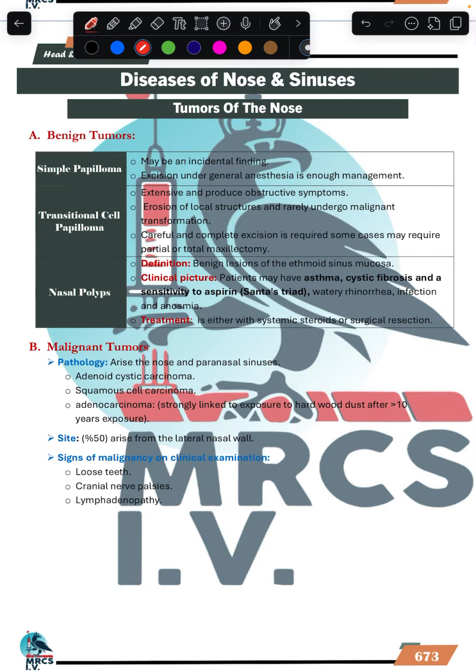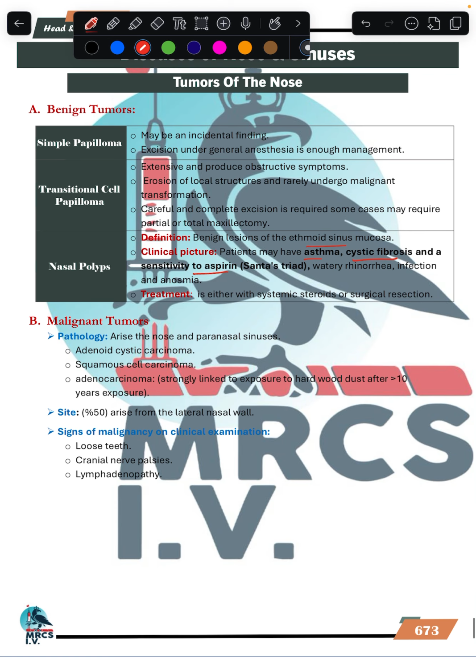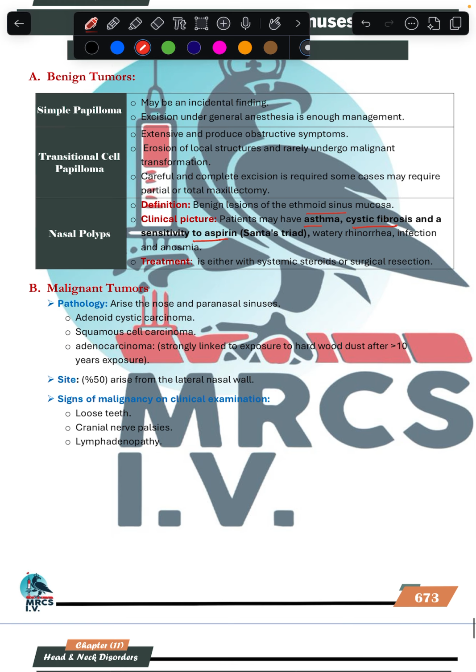Nasal polyps are benign lesions of the ethmoidal sinus mucosa. The clinical picture is associated with asthma, cystic fibrosis, and sensitivity to aspirin, which is Samter's triad. Symptoms are watery rhinorrhea, repeated infection, and anosmia, being unable to smell. Treatment is either with steroids or surgical resection of the polyp.